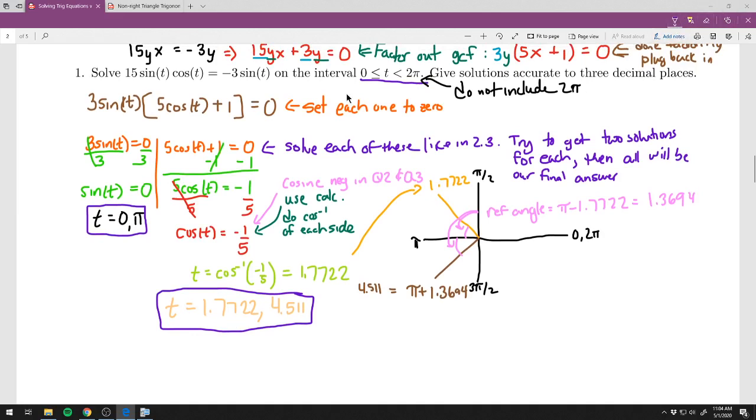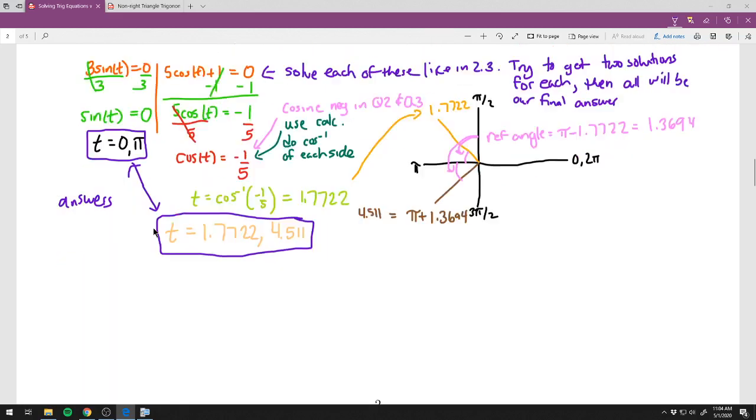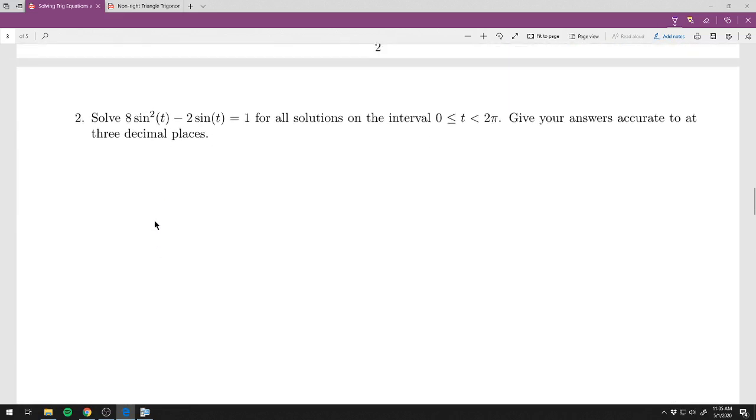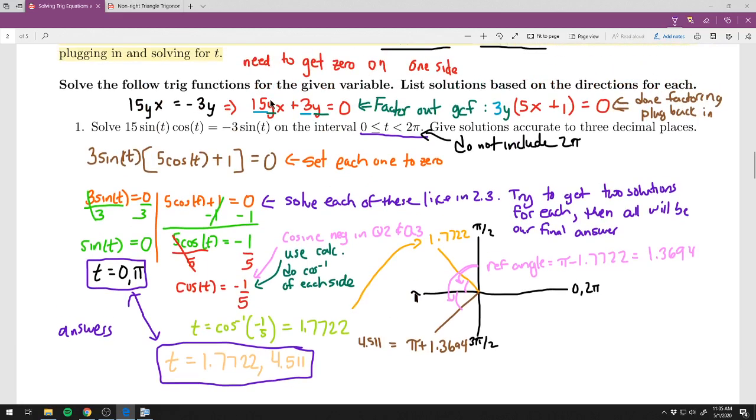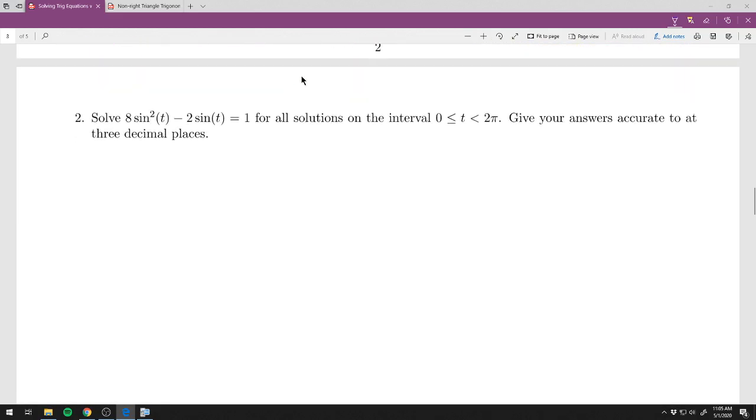So let me just go ahead and write in to make it more clear that these are our final answers, and just read the directions of how to type them in. All right, so that one, I should mention, like I said at the beginning, you're not going to use a quadratic formula when you do something like this with a sine and a cosine, because the quadratic formula, the purpose of that is if you have an x squared or a y squared and you can't factor it or don't know how to factor it.